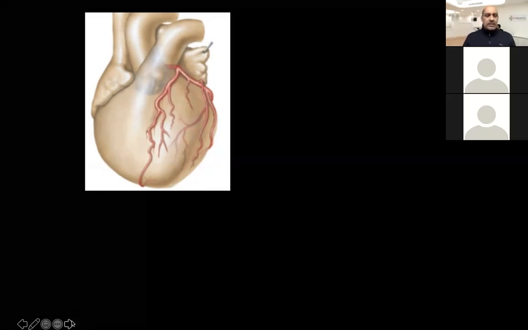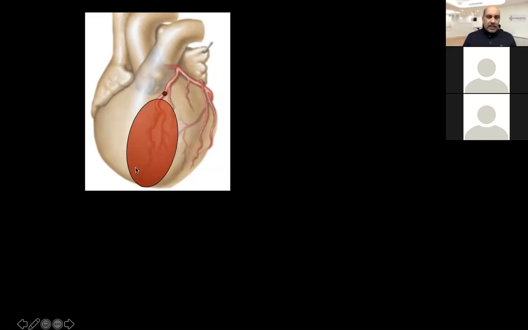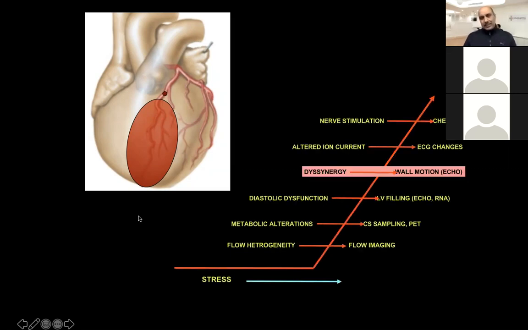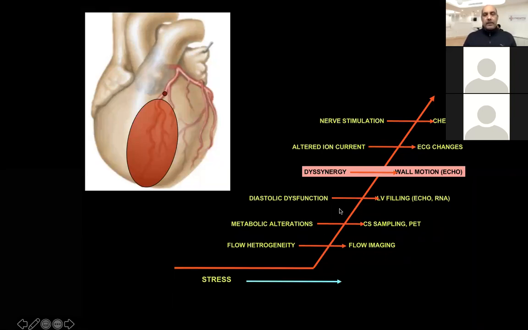But suppose there is a blockage which has developed in the left anterior descending artery. The area which is supplied by that artery receives less blood and there's an ischemia which sets in. We call this the ischemic cascade. This is old and gold that there is a flow heterogeneity which begins, which leads to some metabolic alterations in the myocardium. Then this leads to diastolic dysfunction. This area becomes rigid and it fails to relax.